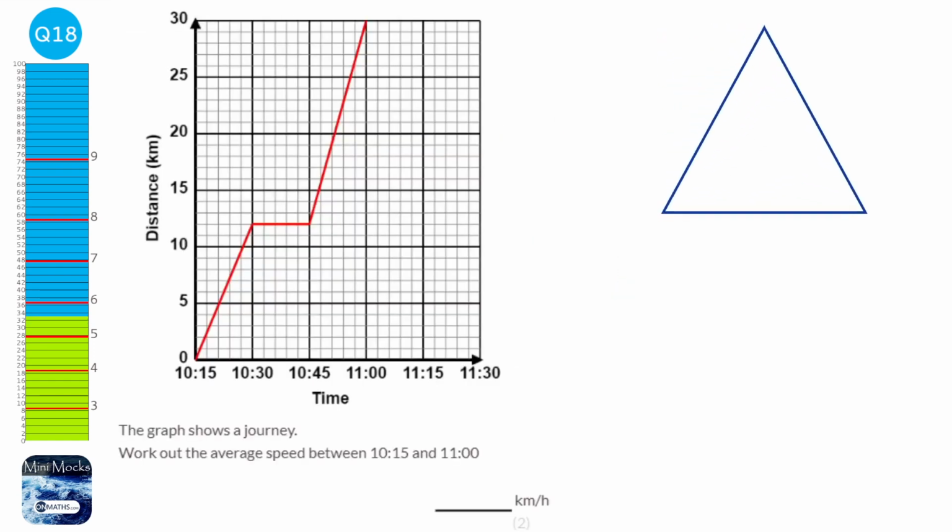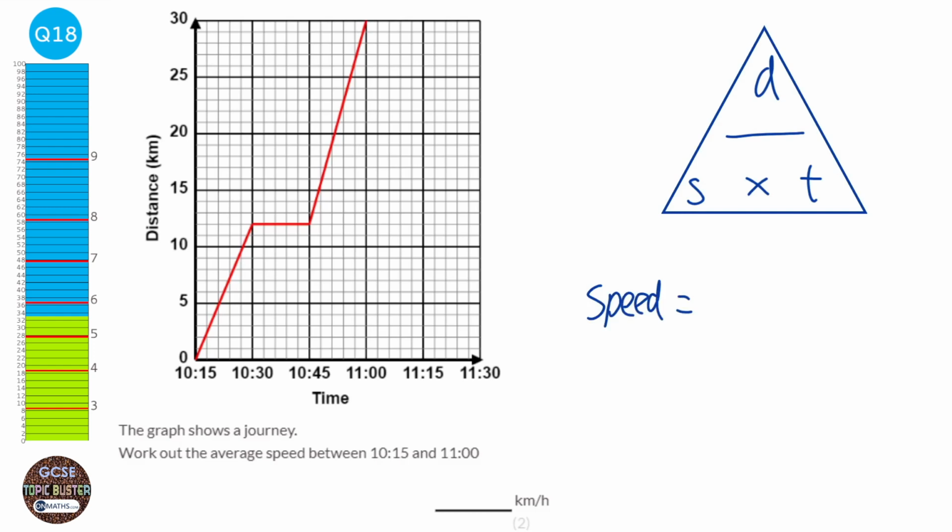So our triangle says that speed equals distance over time, and average speed is the total distance over the total time. So when we're looking for average speed, we're going to write average speed, and it's going to be the total distance. So the distance starts at 0, goes up to 30. So the total distance is 30, and the time starts at 10:15 and ends at 11.